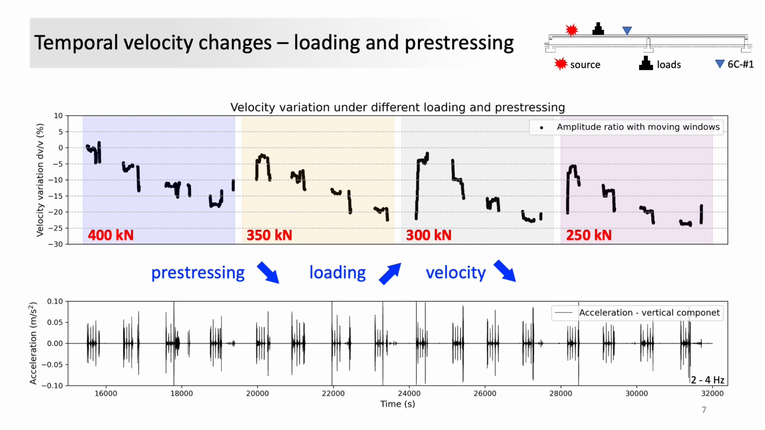Next, we would like to test the pre-stressing effect on our 6-component measurement. The bottom panel still shows the vertical accelerations, while the upper panel gives you some repeated patterns because we repeat the weight drop sources and the loading process.